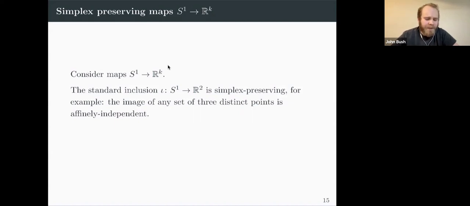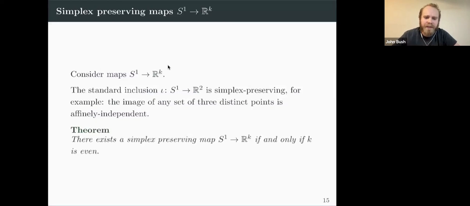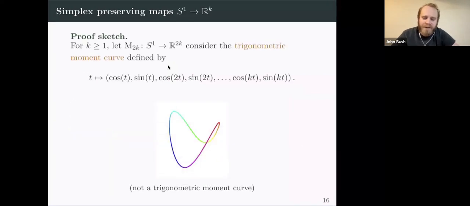I should point out that this doesn't work, for example, for S^1 to R^3. I can't just map into the plane and then include the plane into R^3, because now I'm looking for a map such that any distinct 4 points are affinely independent. It turns out the theorem is that there exists a simplex preserving map from the circle to R^k if and only if k is even. This was surprising to me, that the existence of these maps, at least for the circle, depends on the parity of the codomain. So I'll give a proof sketch.